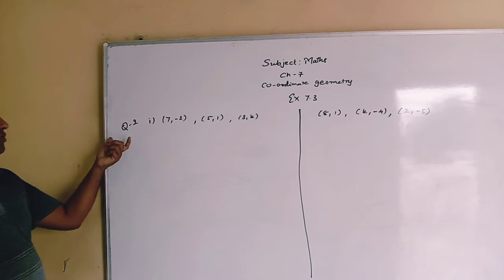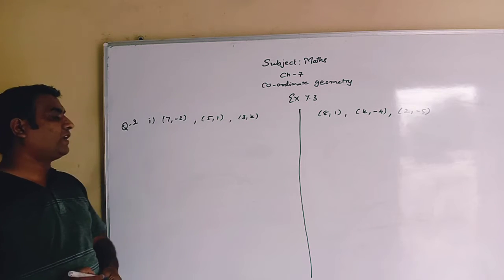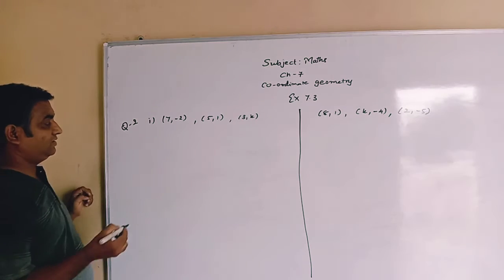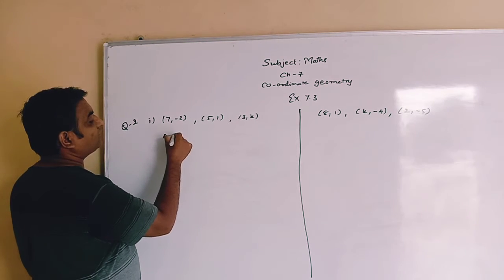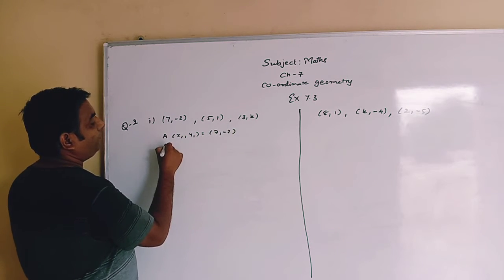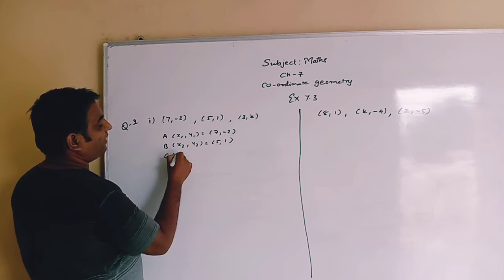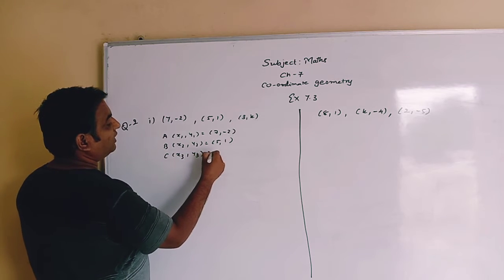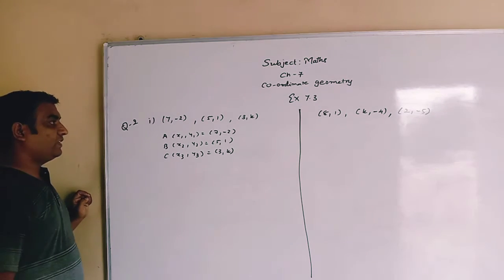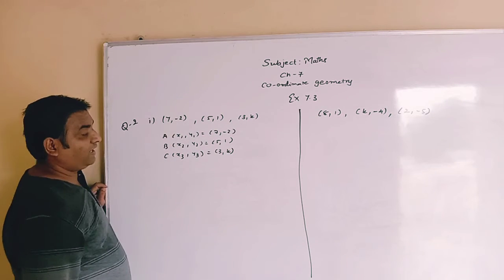Now we have question 2. The 3 vertices are given: (7, -2), (5, 1) and (3, k), and we have to show that they are collinear. So the 3 points: A (x1, y1) equals (7, -2), B (x2, y2) equals (5, 1) and C (x3, y3) equals (3, k). Now these 3 points are collinear, so find the value of k.